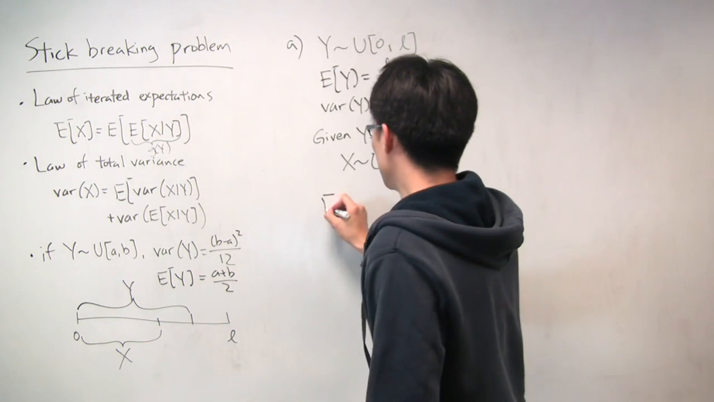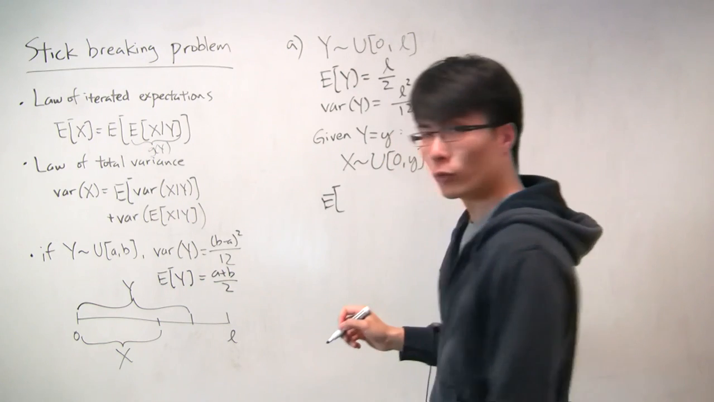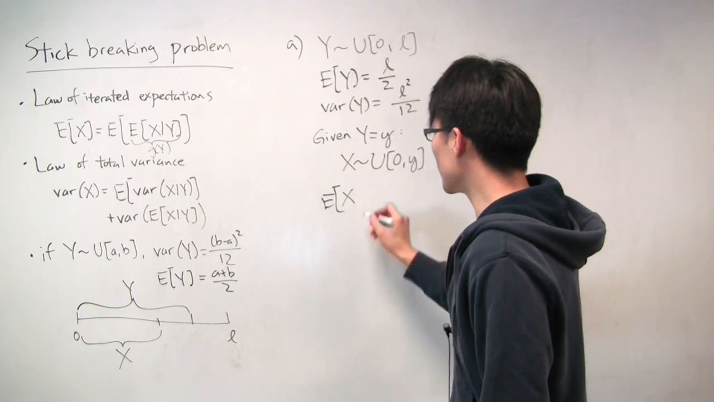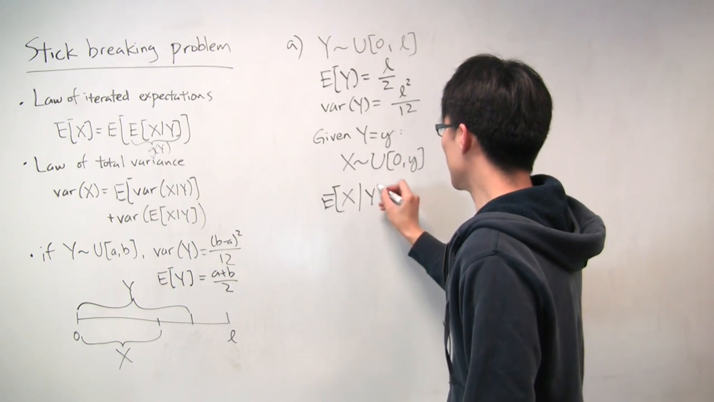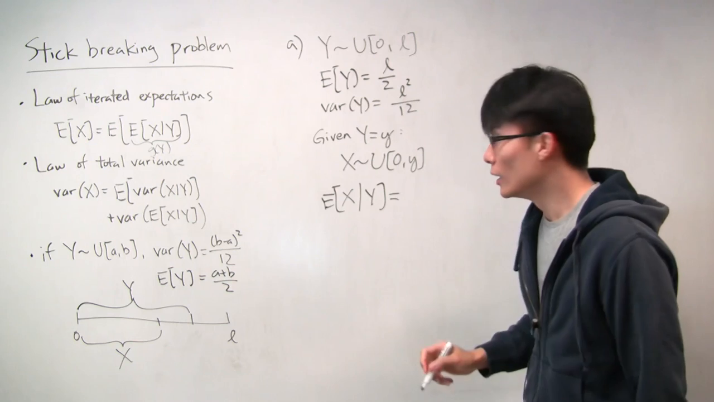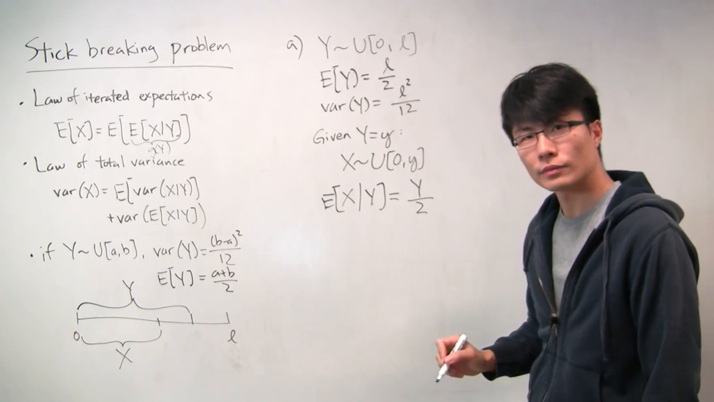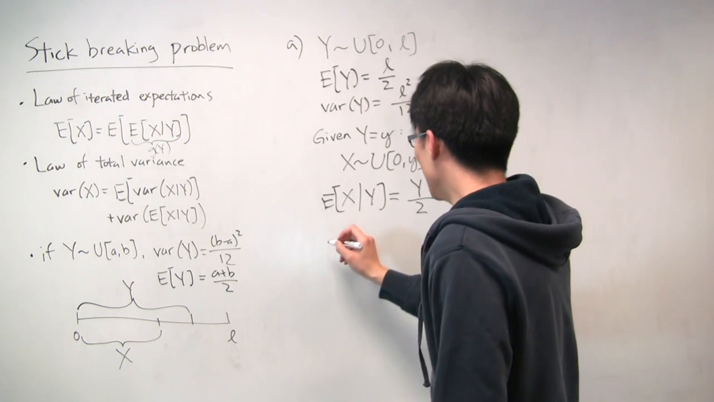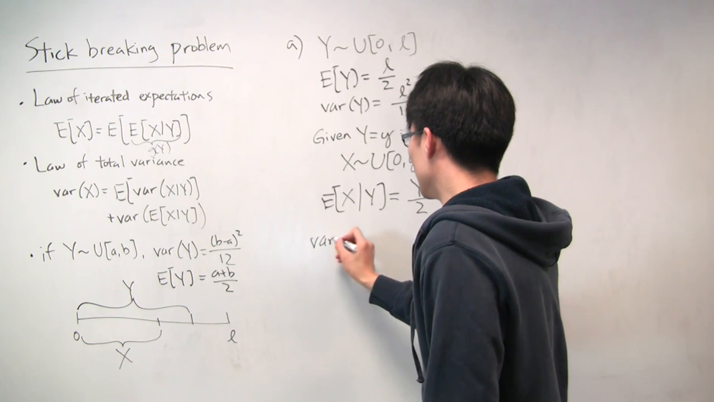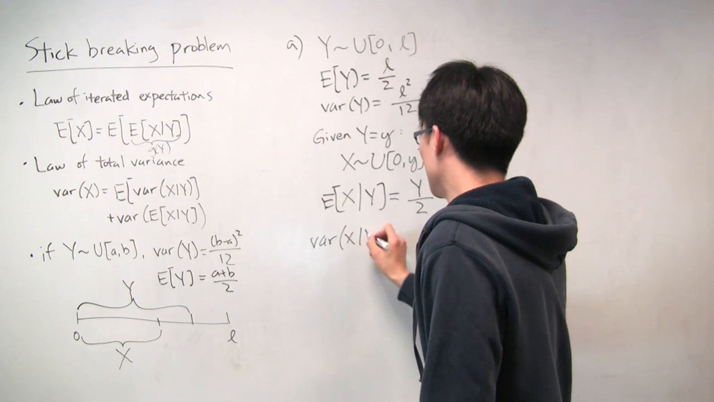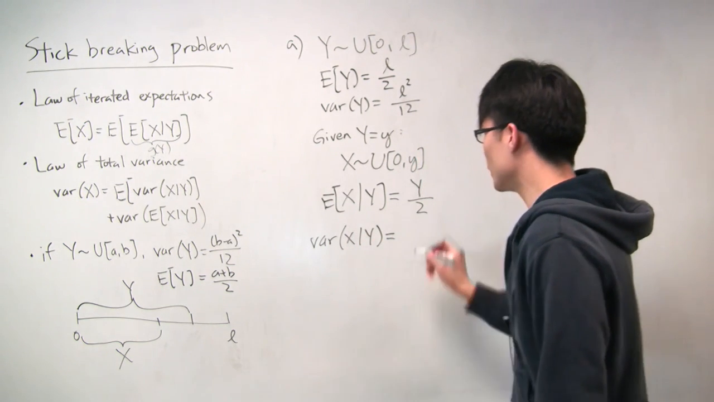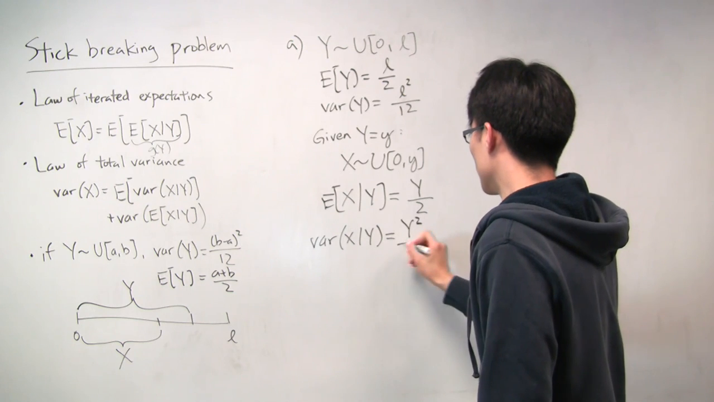All right, so let's make that a little bit more formal. What we're saying is that the expectation of x, if we knew what y was, would just be y over 2, and the variance of x, if we knew what y was, would just be y squared over 12.